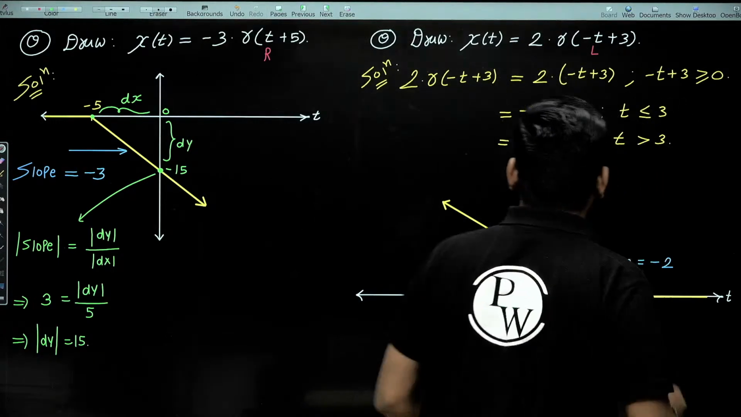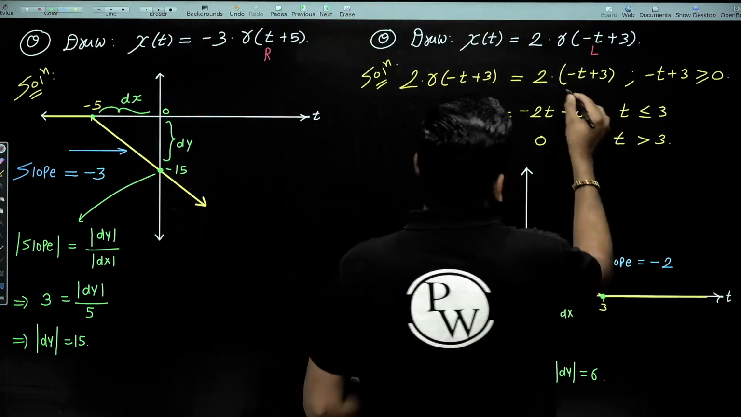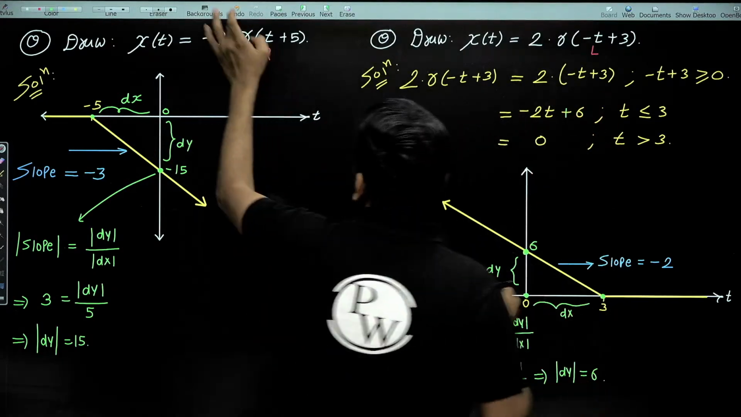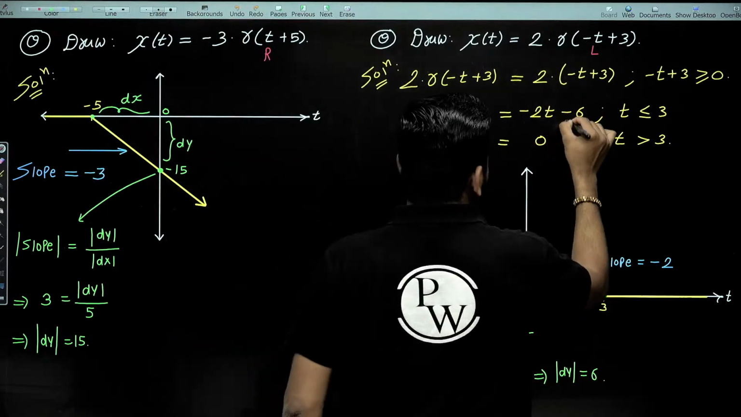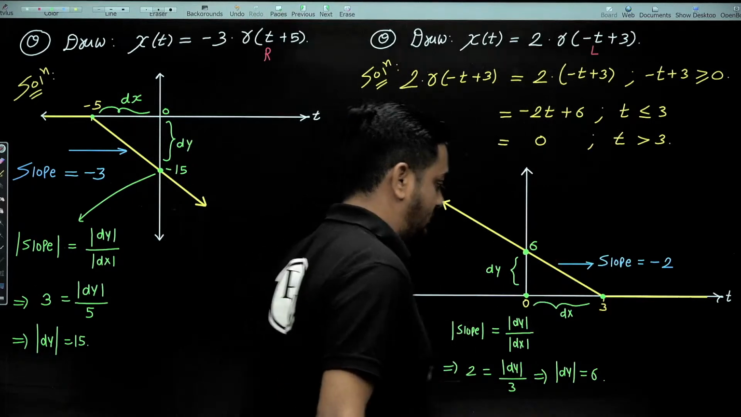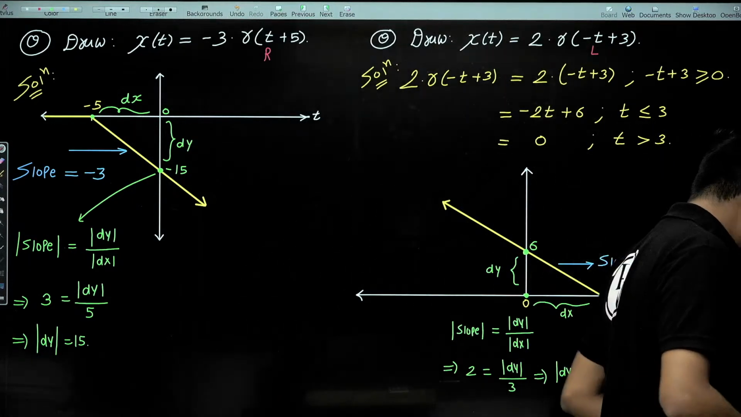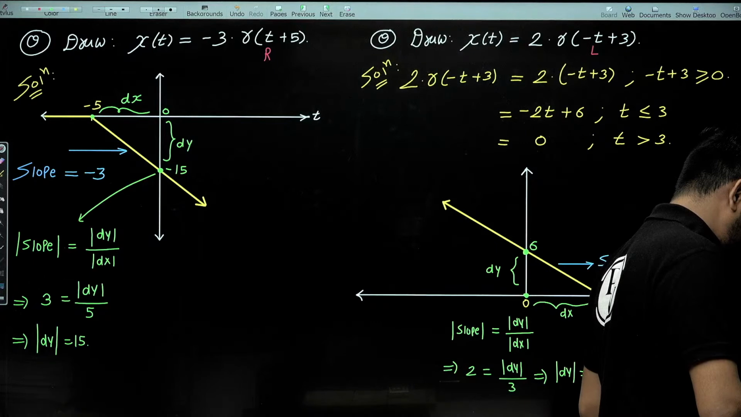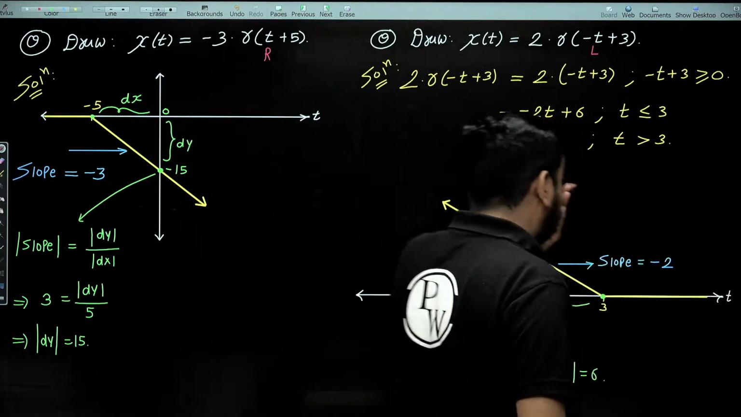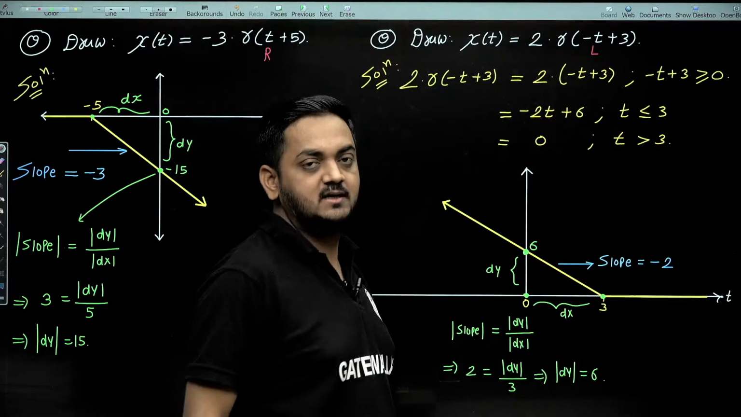Sorry, my mistake. Here it is minus 2t plus 6. Yes, you can make the correction here. Minus 2t plus 6. Yes, you are correct. Minus 2t plus 6. Of course, here it is minus 2t plus 6. Now you can check, guys.